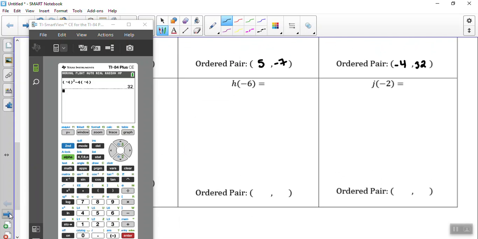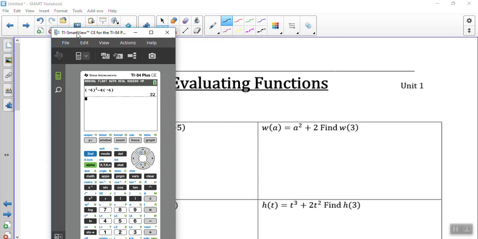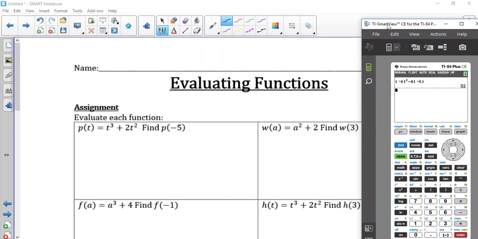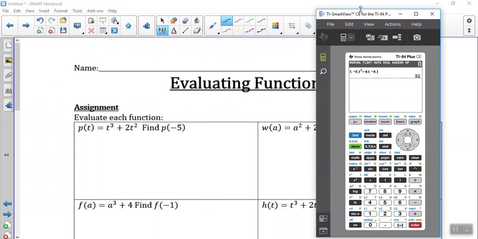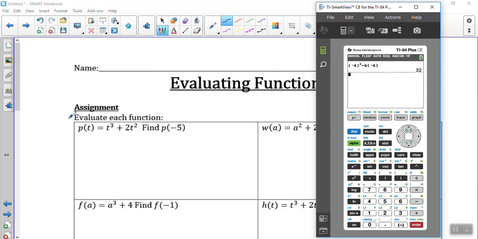Alright, I'm going to go to the next page and I'm going to show you the same type of thing, except it's just written a different way. Okay, so how do we deal with this? Let's look at the first problem. It says to evaluate each function, and so again, this is a function and it's written in function notation. It's just with different letters.